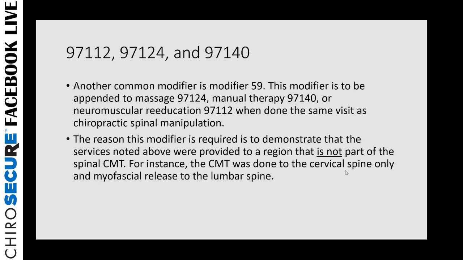So it literally means for it to be paid, you have to use a modifier 59, but in addition, it must be to a region you're not manipulating as far as spine. So for instance, if the adjustment was done to the cervical spine only and myofascial release to the lumbar spine, then it would be payable and you simply would include modifier 59. Notice this now includes massage and neuromuscular reeducation. So be very careful to make sure, are you demonstrating in your chart notes that it is a separate area? Because the 59 is your statement that it is.